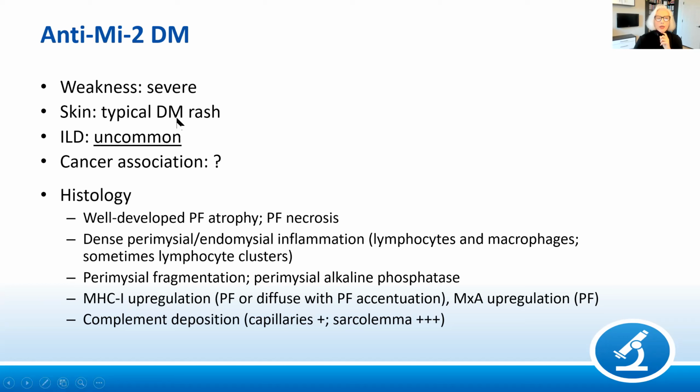And the features here are pretty similar to antisynthetase syndrome associated myositis, including the fact that you can have perifascicular fiber necrosis, that you can have a lot more inflammation than in other types of dermatomyositis, and that you can have some patchy alkaline phosphatase positivity and fragmentation of perimysium. But as I said before, in this case, we should have MXA upregulation, and we should not have those nuclear actin inclusions that we have in the antisynthetase syndrome-associated myositis.